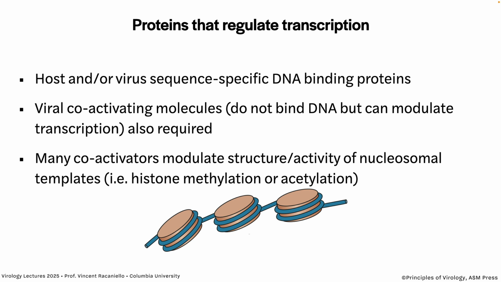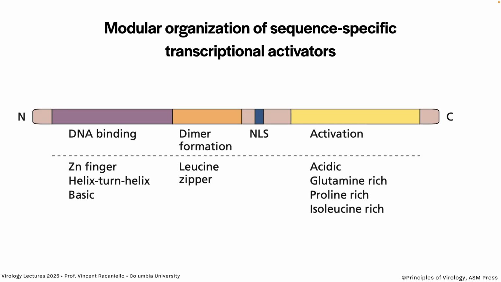So how do you control the wrapping? By histone methylation or acetylation. So you can make chemical modifications of the histones, and that either loosens the DNA or tightens it up. So these proteins that do this are transcriptional regulators, but they do not bind DNA directly. They simply modulate histones. We'll see an example of that in a bit.